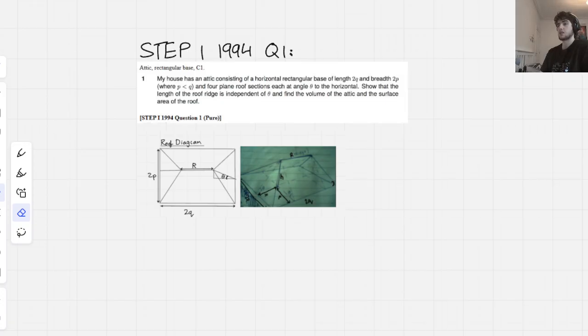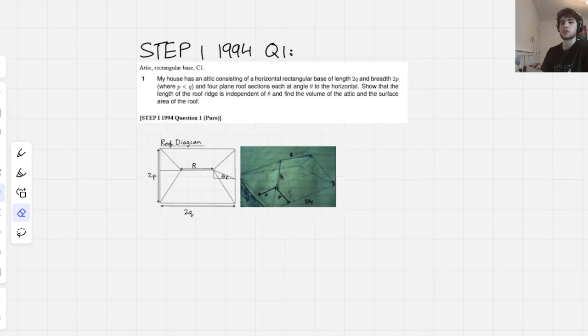Okay, so let's get straight into this, right? So my house has an attic consisting of a horizontal rectangular base of length 2q and breadth 2p. And we're given that also p is less than q, and the attic also consists of four plane roof sections, each at an angle theta to the horizontal.